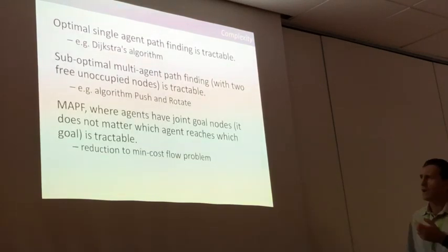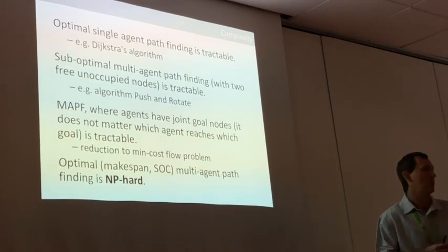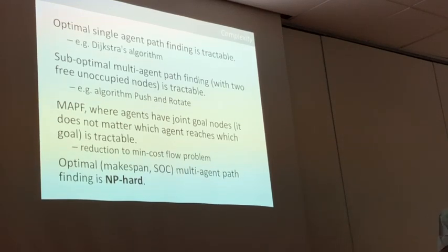If the agents have a joint goal, meaning the agents have a set of goal locations where they need to finish, but it's not specified where exactly each agent should be, then this problem is also tractable. It can be solved in polynomial time. But if we use the optimization version of multi-agent pathfinding, it's NP-hard. So if you want to find the best plan, minimizing makespan where each agent wants to reach its destination, or sum of costs, it's hard.